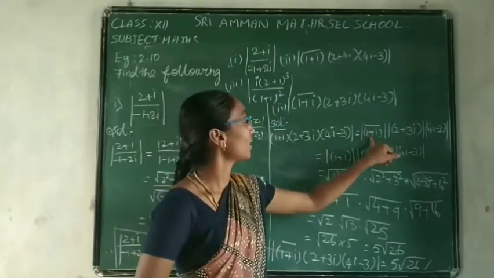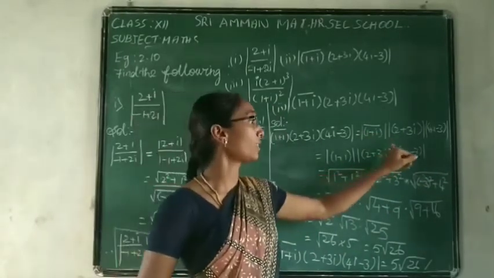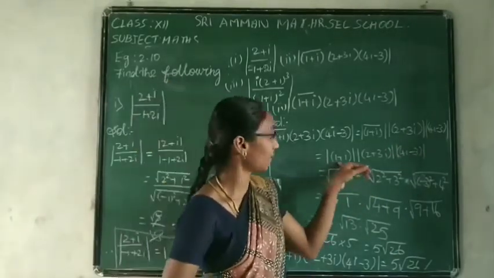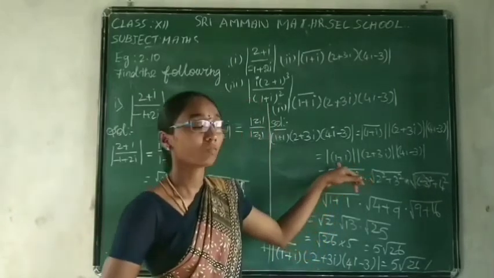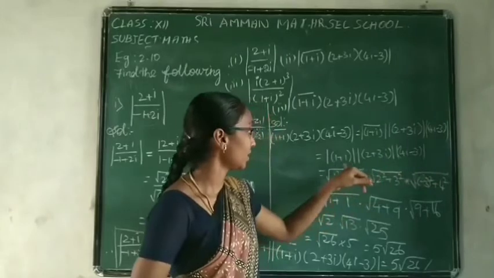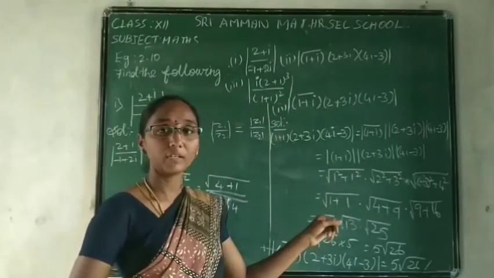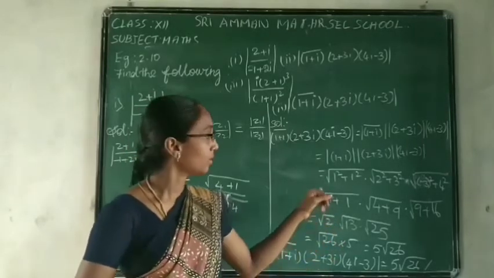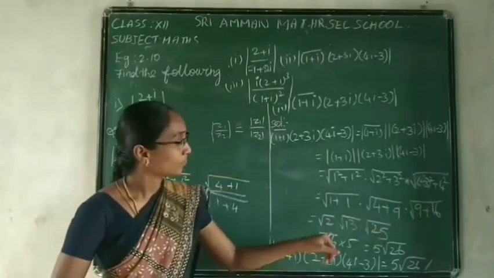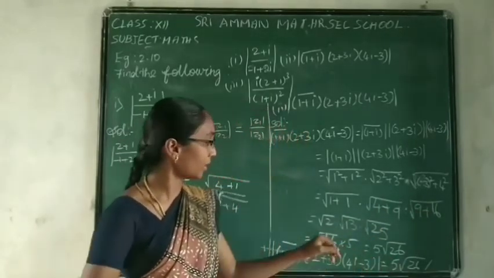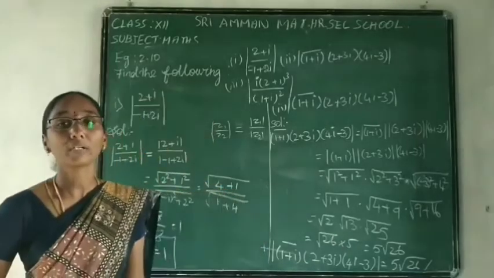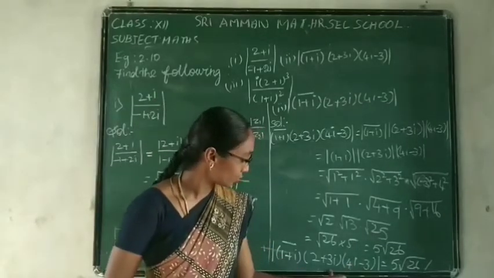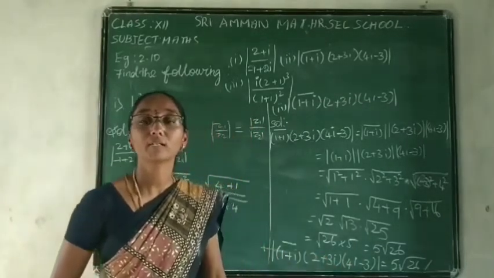Next, 1 plus i the whole bar. Here modulus of z bar equals modulus of z, so I write modulus of 1 plus i only, then 2 plus 3i, and 4i minus 3. You already know that finding the modulus of a complex number is the root of the real part square plus imaginary part square. So finding these values, root 25 is 5, and root 2 into root 13 is root 26. So the value of this question is 5 root 26.